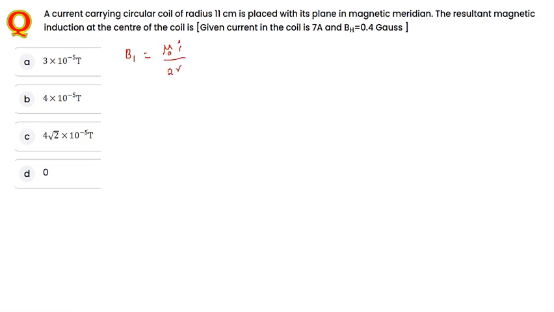Now in this case, I substitute the value of mu naught, which is 4 pi. For pi I take 22 divided by 7, or even 3.14, and the current value they have already given, that is 7, divided by 2 into R, where R is given as 11 centimeter, 11 into 10 power minus 2 meter. Now 11 into 2 is 22, so you can cancel it, and the 7 and the 7 will be cancelled here. So what you are going to have here is 4 into 10 power minus 2, which becomes plus 2.